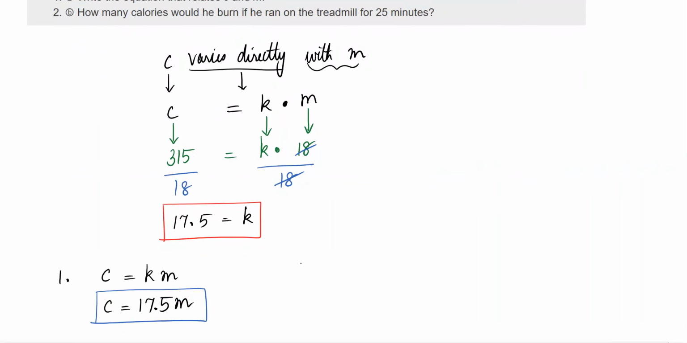Question 2 says, how many calories would he burn if he ran on the treadmill for 25 minutes? Okay, how many calories? So C equals K times, not K, we can actually use 17.5 now. This is the relation, and they're asking us to find the calories if he ran for 25 minutes. So C is still missing. 17.5 times 25 minutes. Go ahead and multiply this out using your calculator. That gives you 437.5.